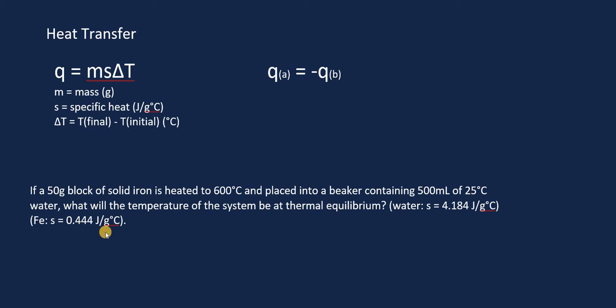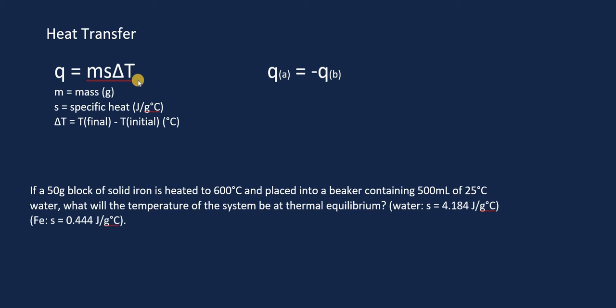So there are two main equations that you're going to use for heat transfer. This main one is where Q, which is the symbol for heat, is equal to msΔT, where m is mass in grams, s is the specific heat of your substance, and it has these units here, joules over grams times degrees Celsius. And ΔT is the final temperature minus the initial temperature, and that's going to be in units of degrees Celsius.